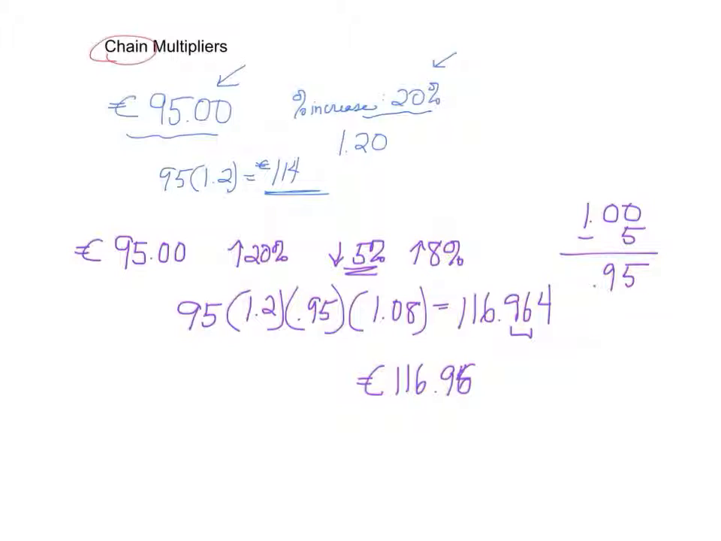The reason we call this a chain is because you are sort of linking here each of the multipliers and making this into one big problem, right? Chain links, chains, good stuff.